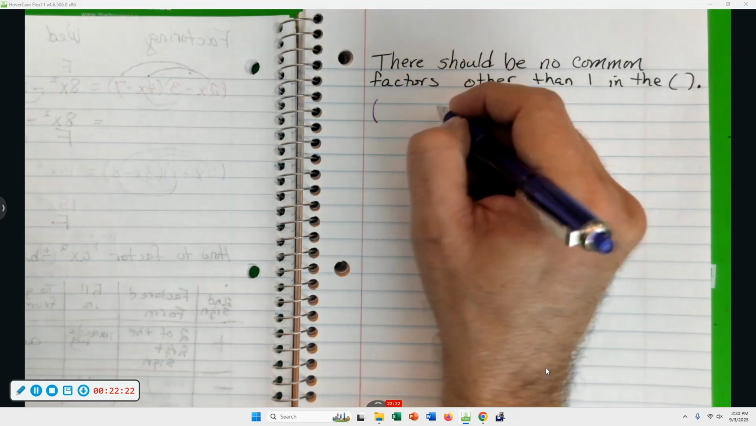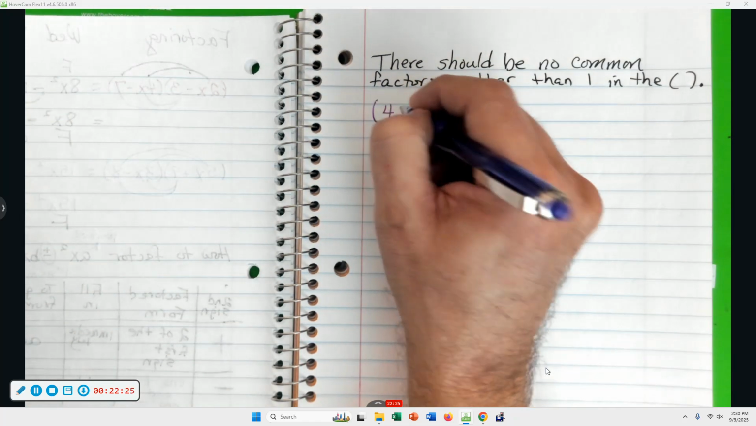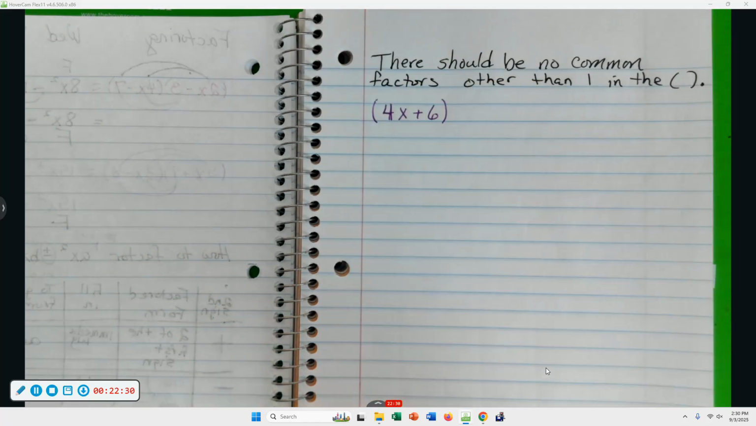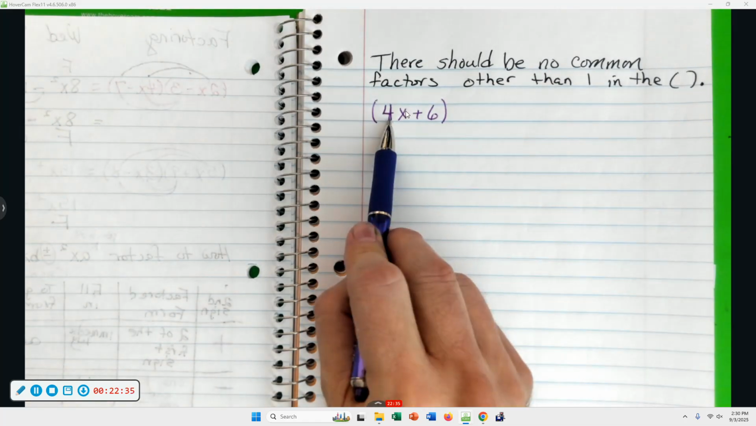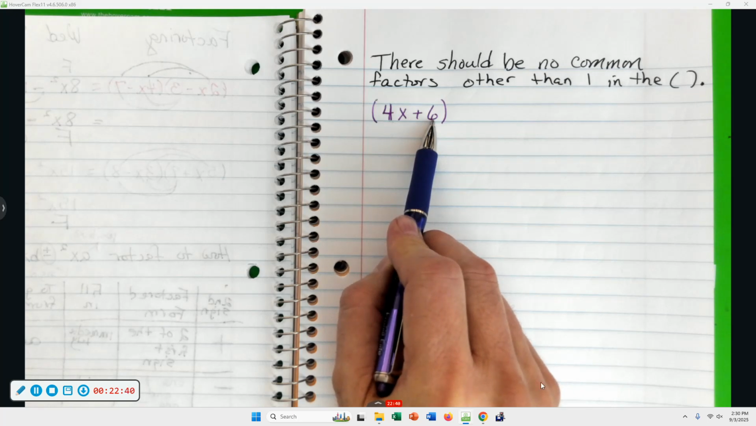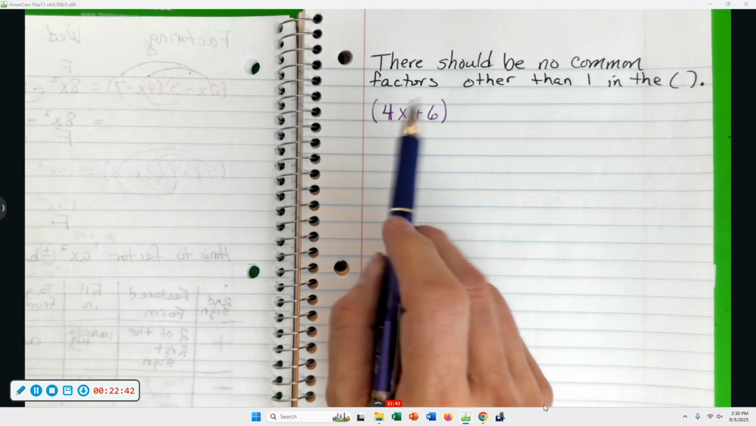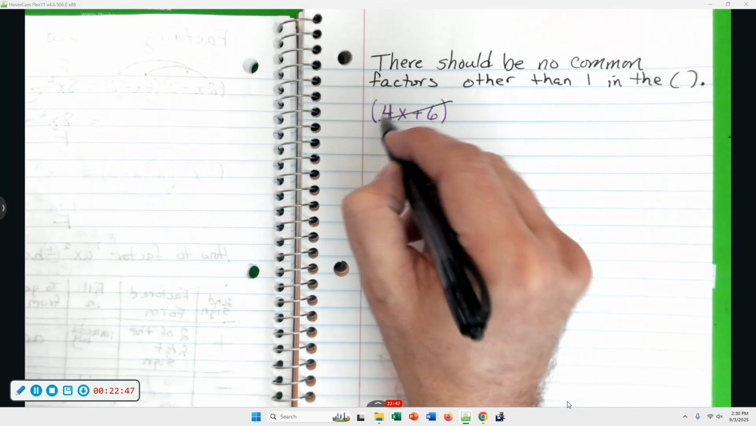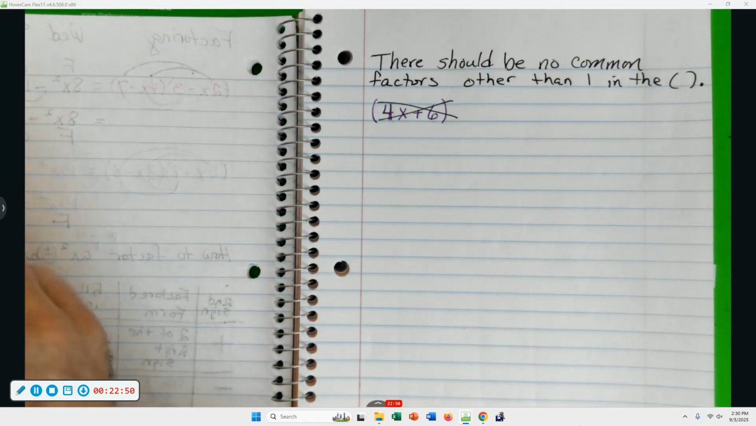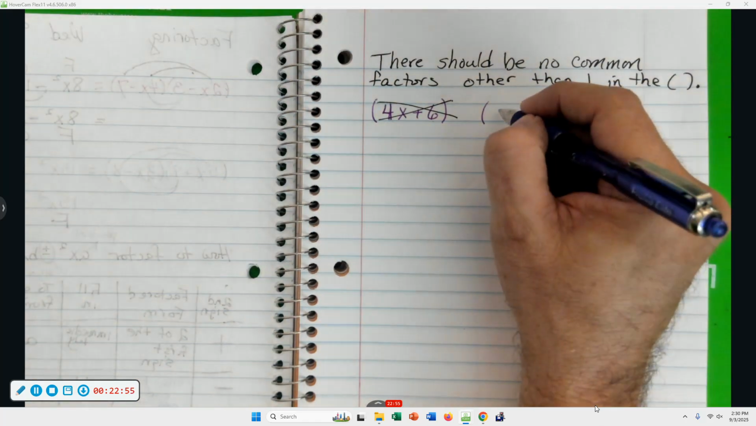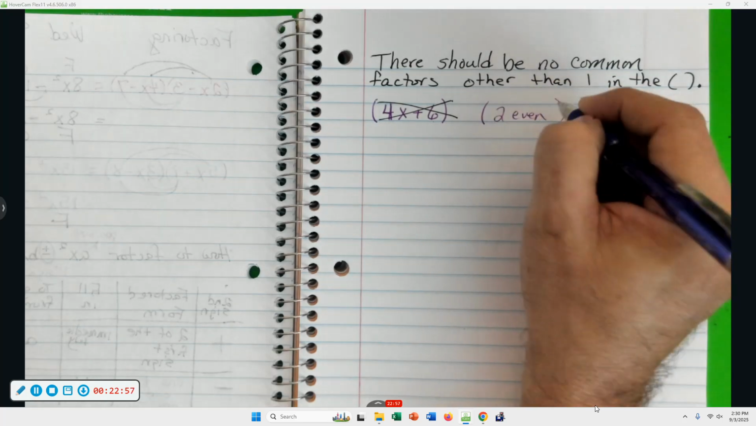Something like this, 4x plus 6. Is there a number other than 1 that divides into both a 4 and a 6? What number divides into both 4 and 6? 2. That cannot be the correct factorization. You can't use a 4x plus 6. That means you can't have 2 even numbers inside the parentheses.